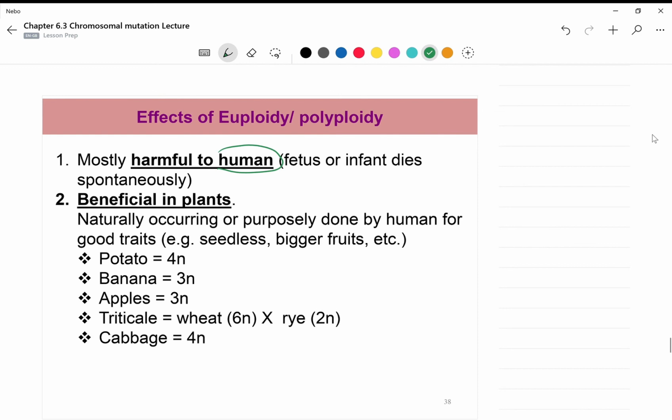It is very, very rare and basically impossible for us to find humans with euploidy or polyploidy that survive until adulthood. However, in plants, it is actually beneficial. Euploidy in plants can be naturally occurring or purposely done by humans.